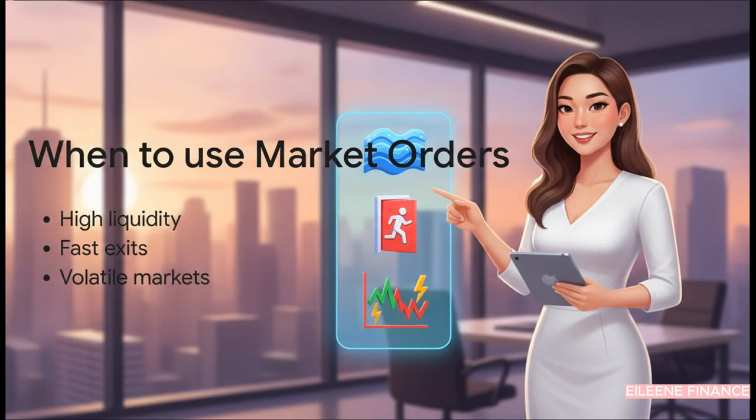Second, when execution certainty is literally the only thing that matters. Say a company announces absolutely terrible news, your entire investment thesis just broke, and you need to exit that position instantly. Getting out fast matters way more than optimizing for a couple of pennies. And third, you use them in incredibly fast-moving volatile markets where a limit price would just go completely stale and get left in the dust in a matter of seconds.